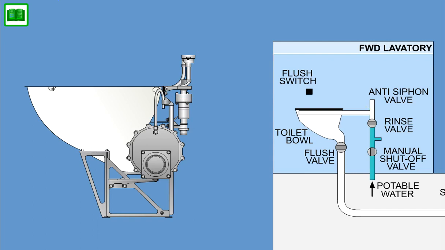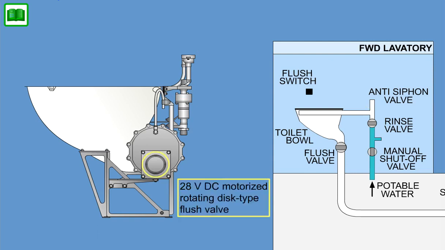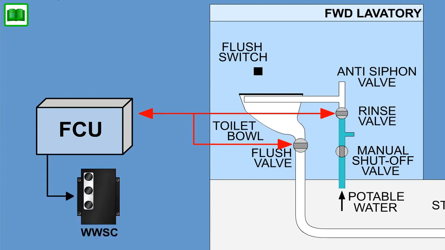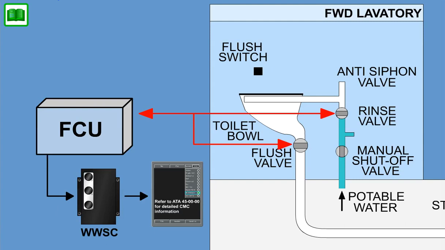The toilet incorporates a 28-volt DC motorized rotating disc-type flush valve, which ensures that no odors are allowed to migrate into the cabin during shutdown of the aircraft. The flush control unit sequences the operation of the vacuum toilet and reports rinse valve and flush valve switches and internal faults through the WWSC to the CMC.